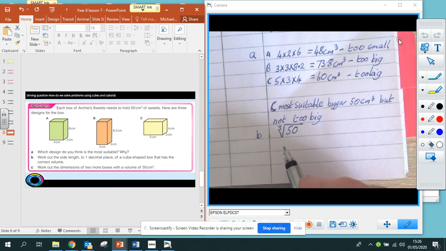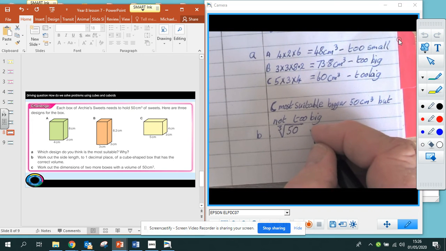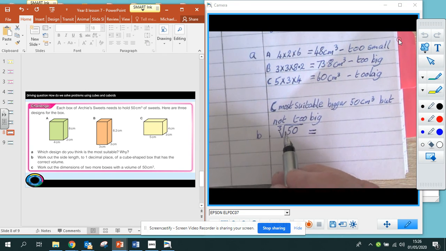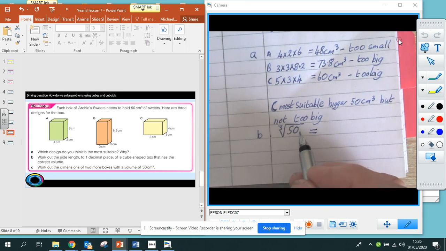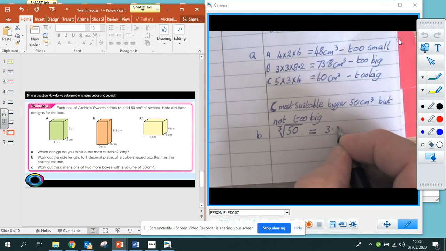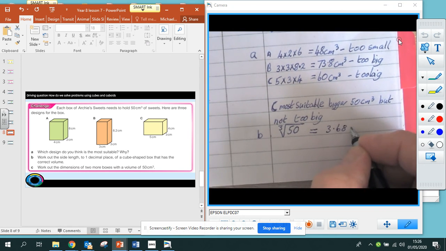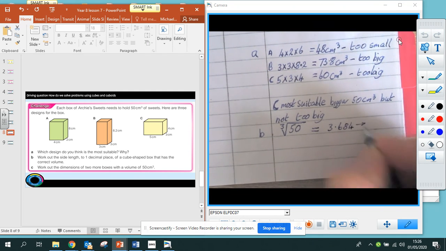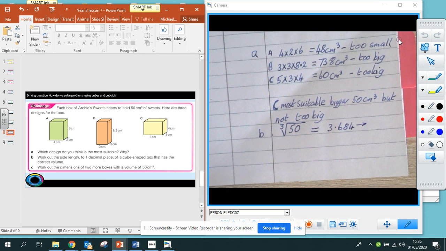Now, without a calculator, this is quite a difficult calculation to do. I do understand that. But with a calculator, it's quite simple because there is a button that looks like that. So you press that button and then you type the number straight after it. And if you do that, you get a number that starts 3.684 and carries on for the rest of the display of your calculator.